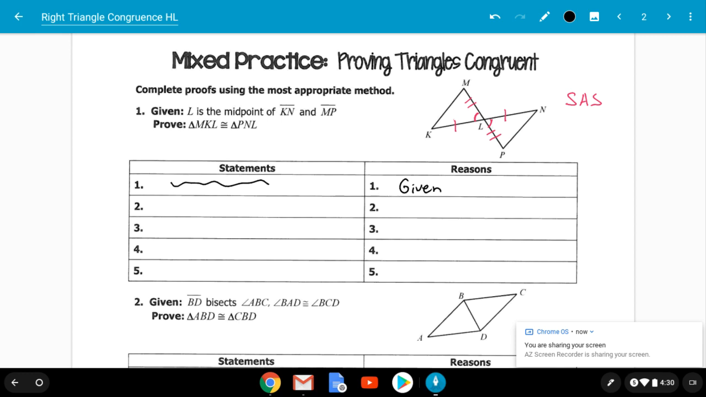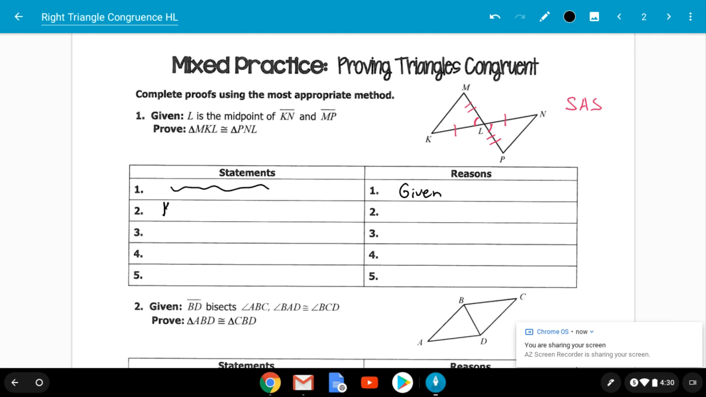Alright, so what did we do with the given? We marked down our congruent sides. We said line segment KL was congruent to line segment LN. Why? Definition of midpoint. We also were able to say line segment ML was congruent to the line segment LP. Why? Also the definition of midpoint.